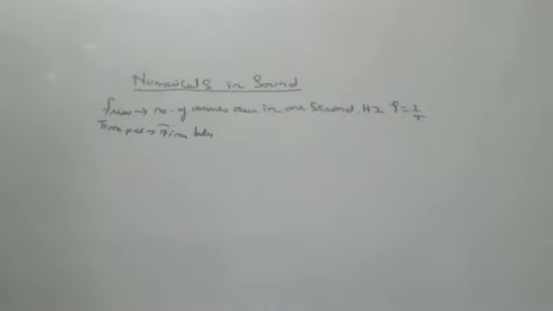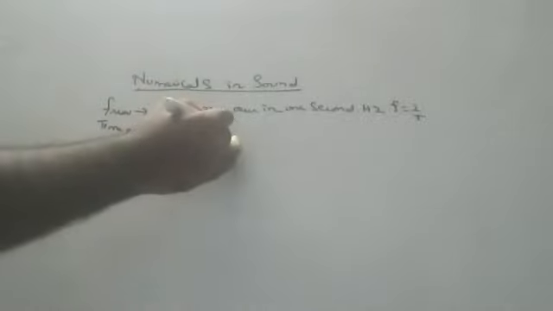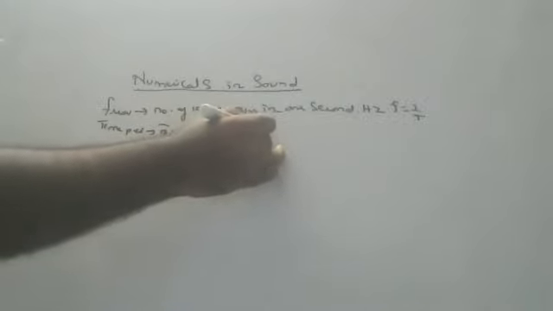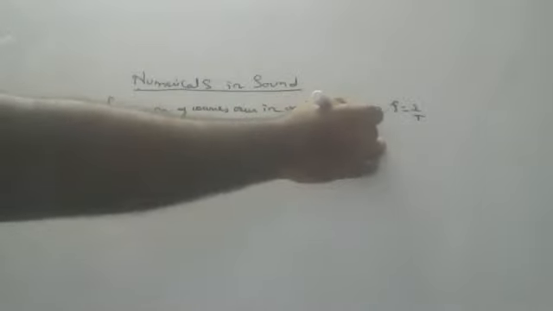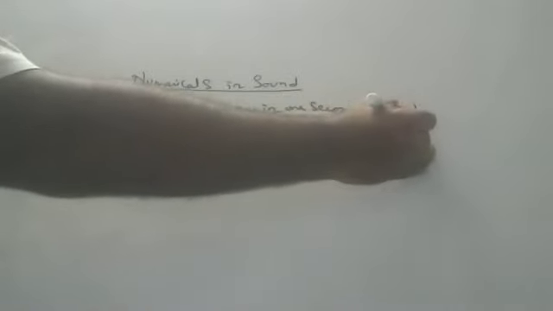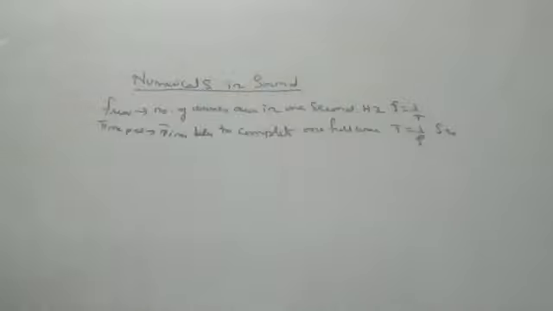What is time period, children? Time taken to complete one full wave. Time period is 1 by frequency and its unit is seconds. Time taken for one wave is called time period, or one oscillation, or one cycle, or one vibration, or one rotation. Anything is of the same nature. Time taken for one wave is called one time period.